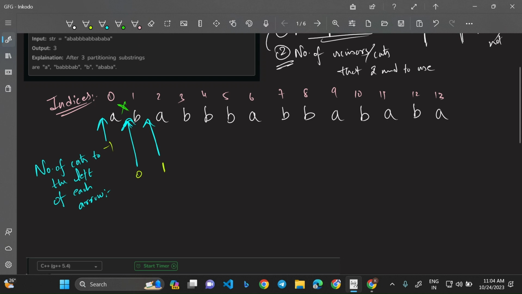I hope you people are understanding what we are trying to do. We are trying to find the number of cuts that we need to make to the left so that the last-most index is a part of some palindromic substring. Now come to this. This would give you better clarity.